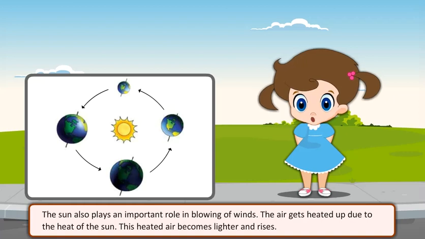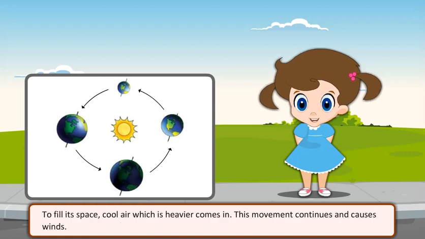The sun also plays an important role in blowing of winds. The air gets heated up due to the heat of the sun. This heated air becomes lighter and rises. To fill its space, cool air, which is heavier, comes in. This movement continues and causes winds.